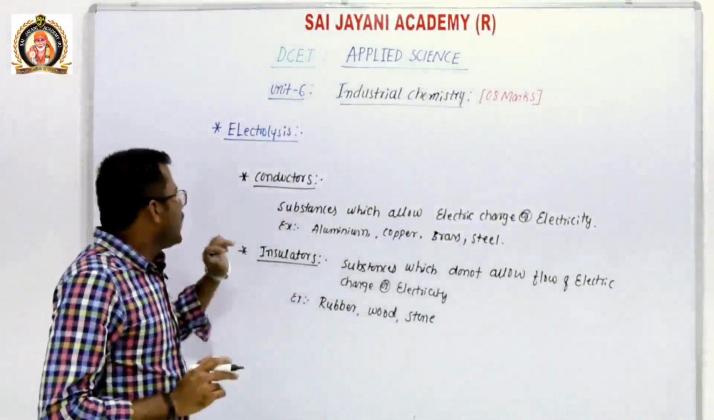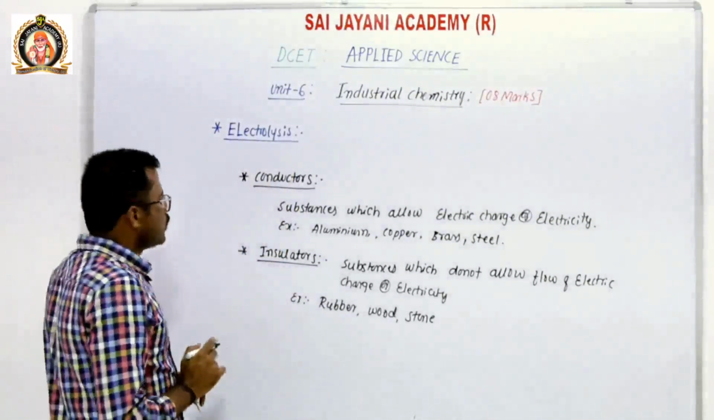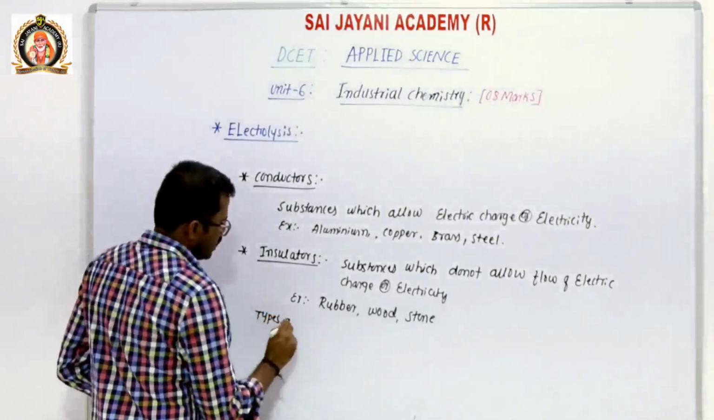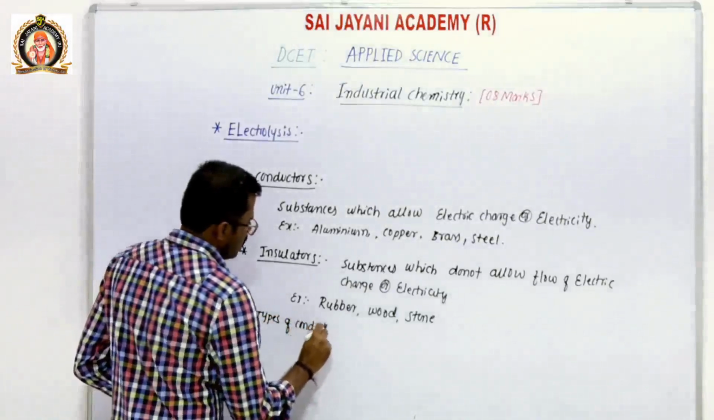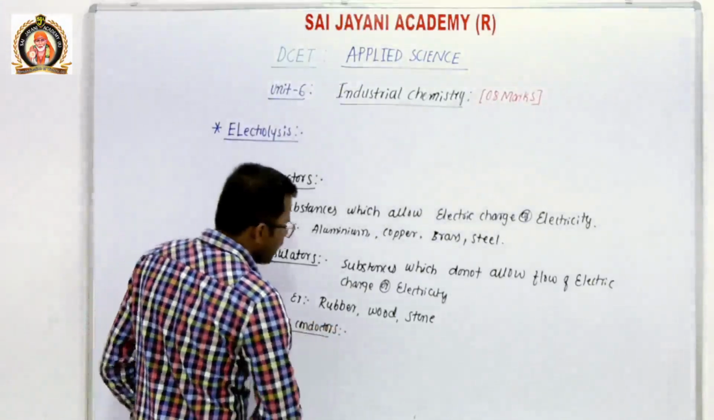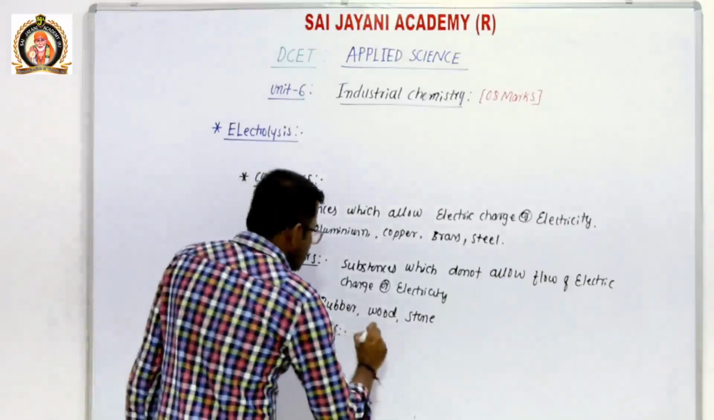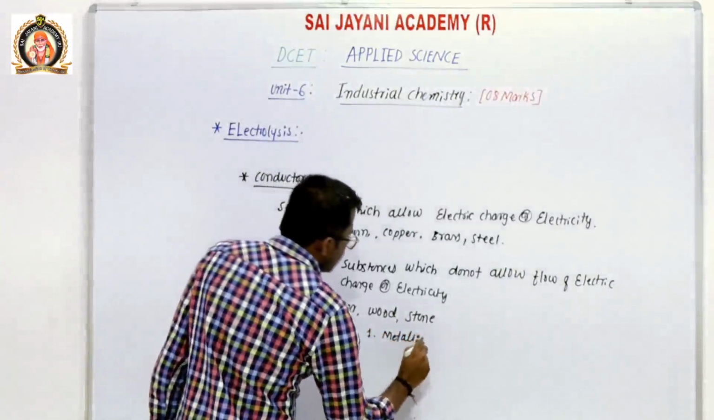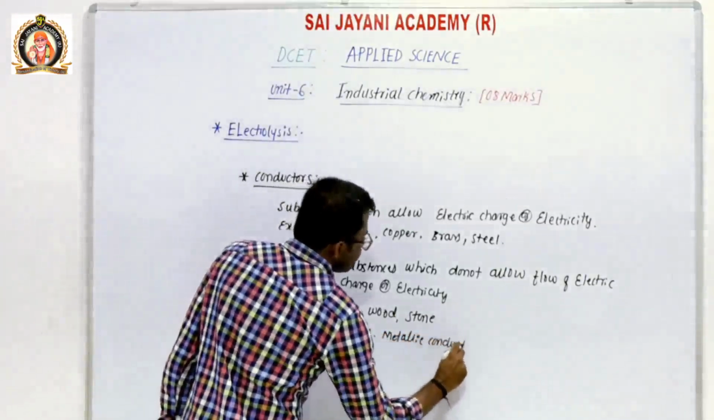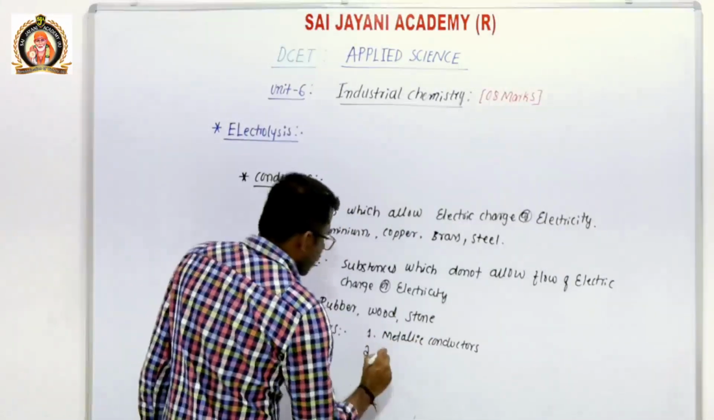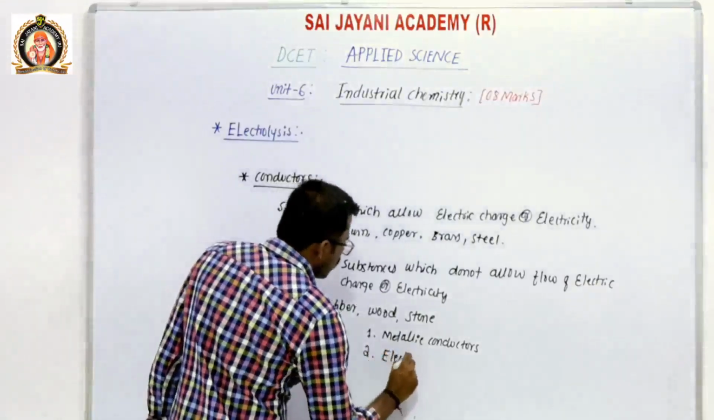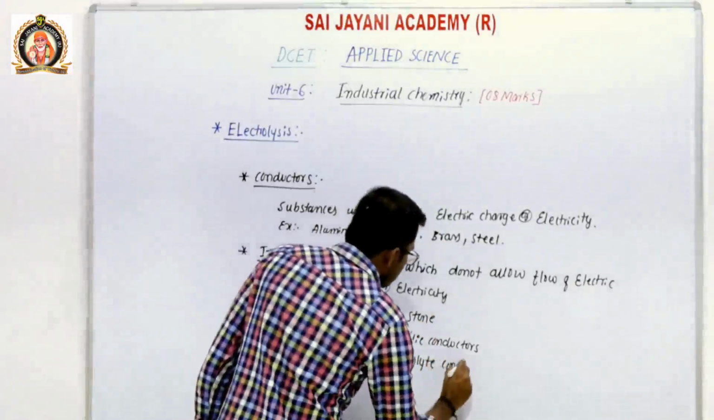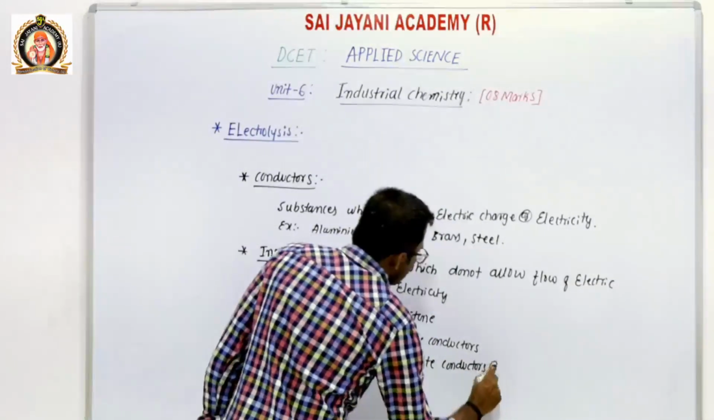So next, in conductors we have two types. There are two types of conductors. Types of conductor. There are mainly two types of conductor. First one, metallic conductors. Second one, electrolyte conductors, or electrolytes.